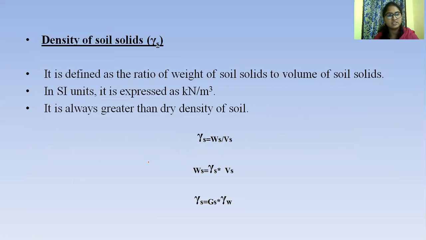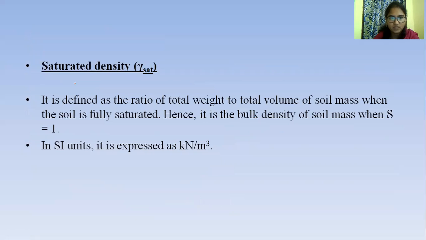And next definition is density of soil solids, gamma S. It is defined as the ratio of weight of soil solids to volume of soil solids. Gamma S is equal to weight of soil solids to volume of solids. It is written as Ws is equal to gamma S into Vs. Now gamma S is equal to Gs into gamma W. Specific gravity.